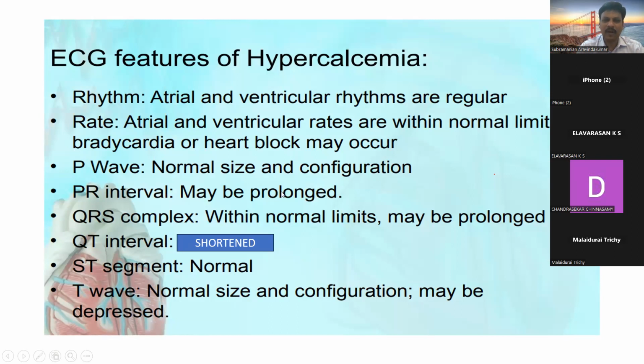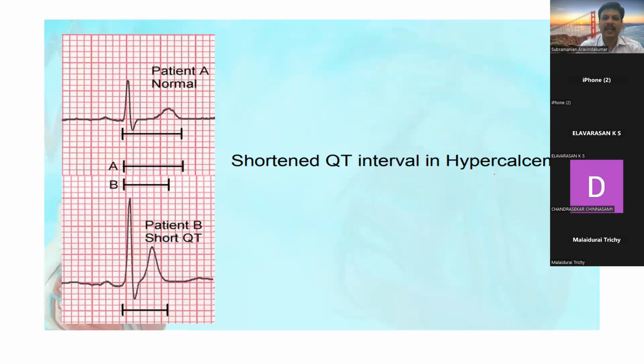PR interval may be prolonged. QRS within normal limit. QT interval, ST segment will be shortened. Right? See here, normal patient.